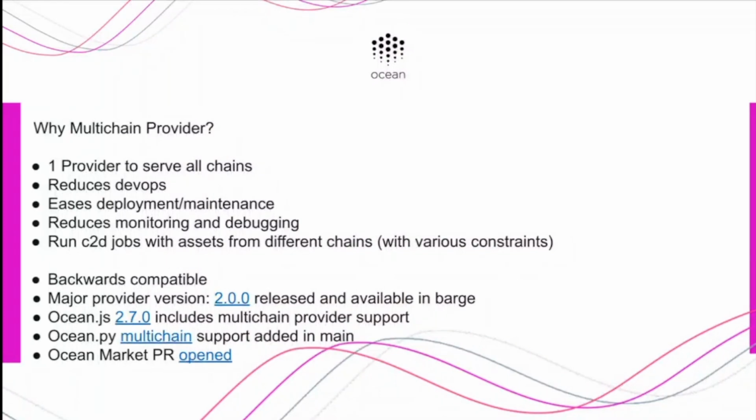This major release was already included in OceanJS 2.7.0 that is available on the NPM. On the OceanPy, we are releasing a new version these days. It is already included in the main. We just need to roll out a new version on the pipeline. And on the Ocean market, we are currently working on finishing the integration with this new multi-chain provider that serves multiple chains. So probably in the next following days, we will have everything integrated within production networks and chains as well. We will let you know.